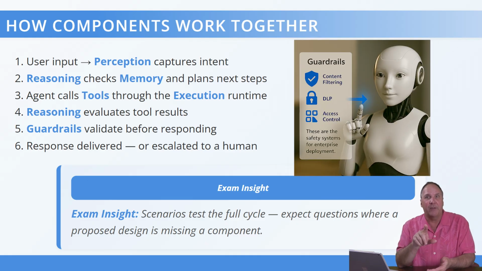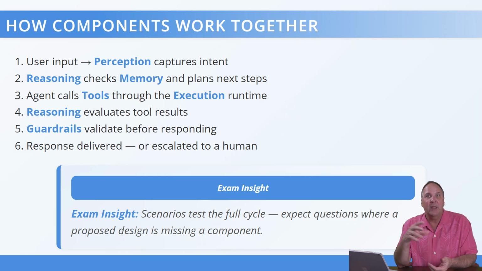Guardrails verify the customer is authenticated and that the order data is safe to share. The agent responds with the status and proactively mentions the shipping delay that it flagged last time. That's all 6 components in one cycle. On the exam, scenarios test this full cycle.